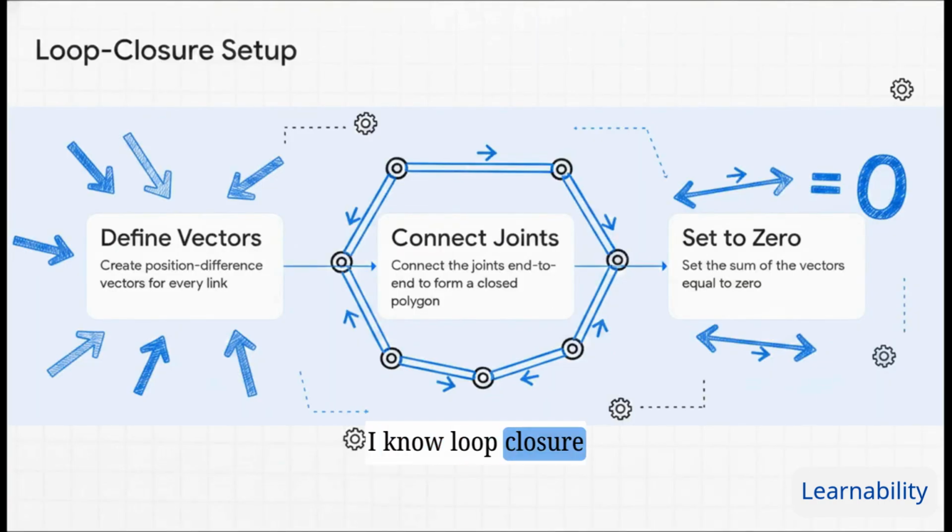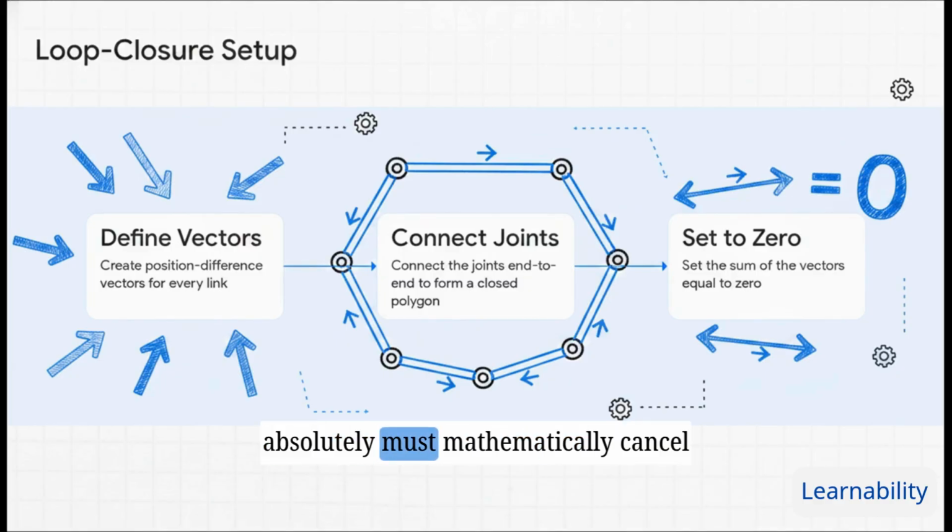I know loop closure equations can look terrifying in a textbook, but this concept turns all that crazy math into a really simple logical recipe. We represent every single rigid link in a mechanism as a vector, we connect their joints end to end to form a polygon, and then we just set the entire sum to 0, because mechanical links form closed kinematic chains, right? So their individual vectors absolutely must mathematically cancel each other out when you trace a path from the ground frame through all the moving parts and right back to the ground.